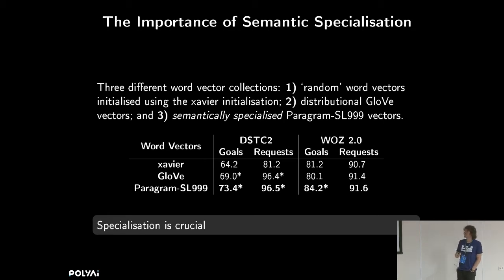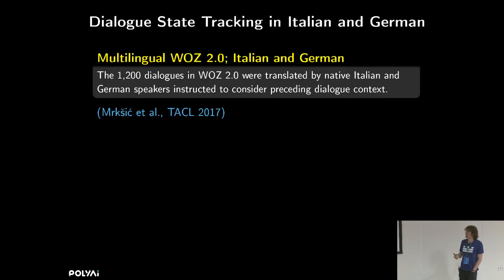But this was only English dialogue state tracking. The funny fact is that we still don't have a lot of evaluation data or training data for other languages for dialogue systems. What we did was collect a similar Wizard of Oz data set. We translated it to Italian and German, and then tried to see how well the same modeling technology performs in those two languages.